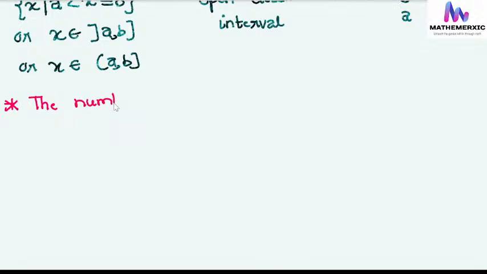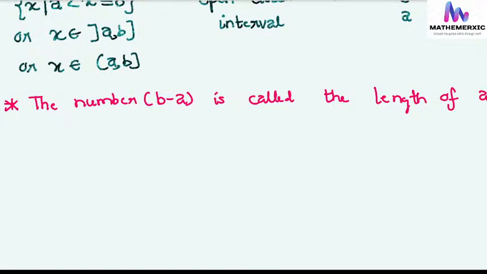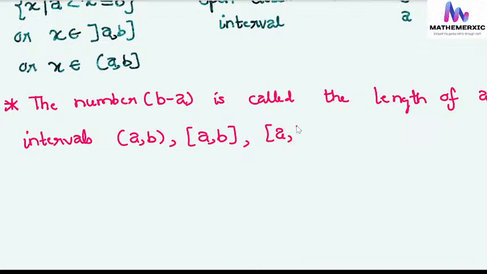The number B minus A is called the length of any of the intervals A comma B, like this, also closed interval, closed open or open closed.